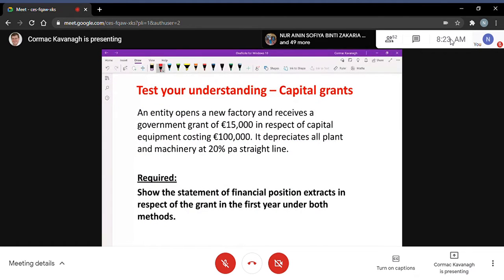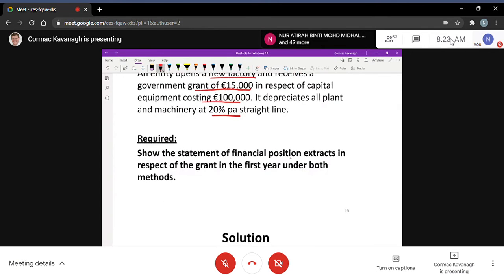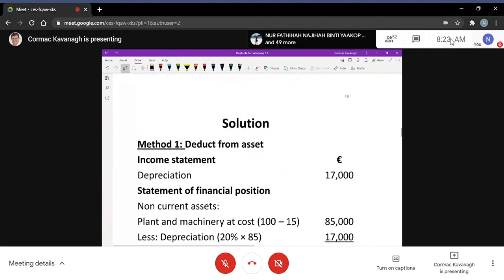In this particular case, we just highlight some of the key issues here. It's a new factory, and the government grant is 15,000 in respect of equipment which cost 100,000. The plant and machinery is depreciated at 20% straight line. So we can show the financial position extracts in respect of the first year under both methods. Okay, so let's see what's taking place here.